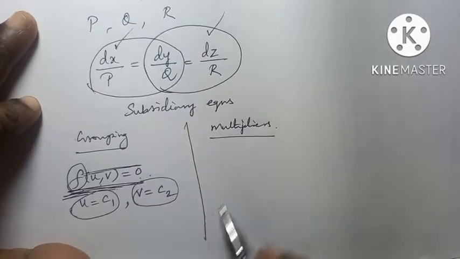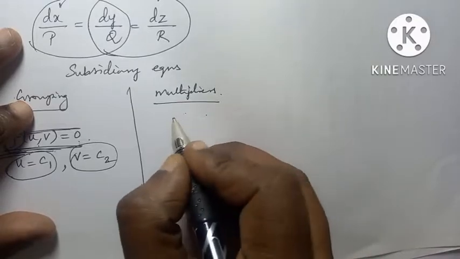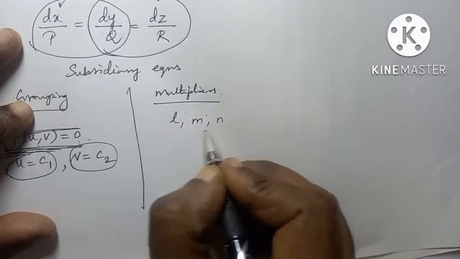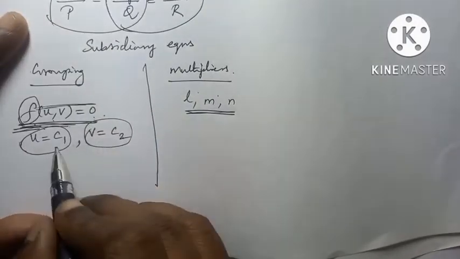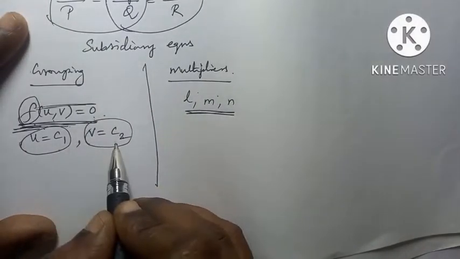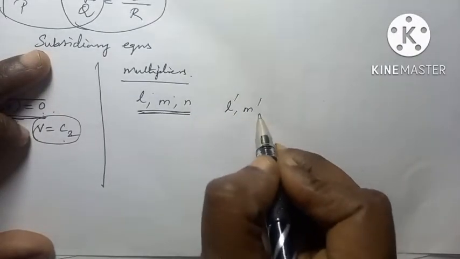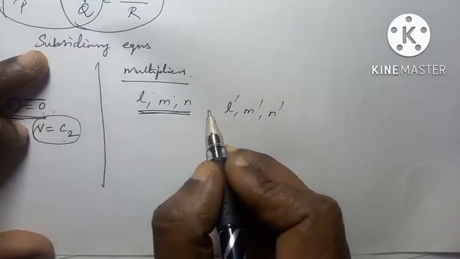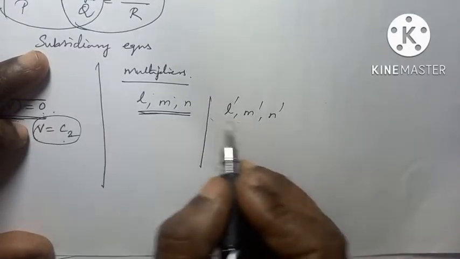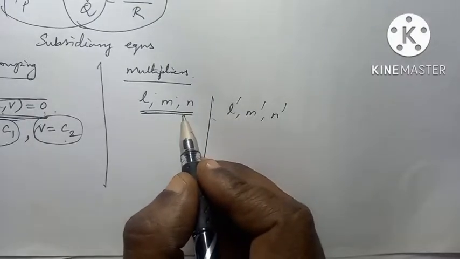And we have our next method, the multipliers method. You can choose multipliers l, m, n. We need two answers, right? u equal to C1, v equal to C2. So let us choose another set of multipliers for the second solution, v is equal to C2. So you can choose two sets of multipliers. It is not a must that you have to get the solution.